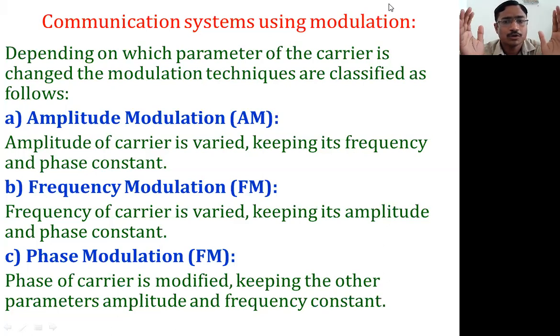So we have amplitude modulation, wherein we vary the amplitude and keep frequency and phase constant. Then we have frequency modulation, where we vary the frequency by keeping phase and amplitude constant, and we have phase modulation wherein we vary the phase and keep the amplitude and frequency constant.